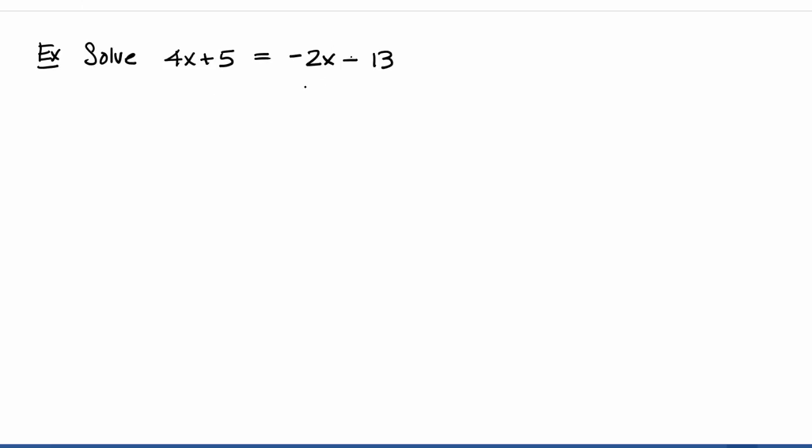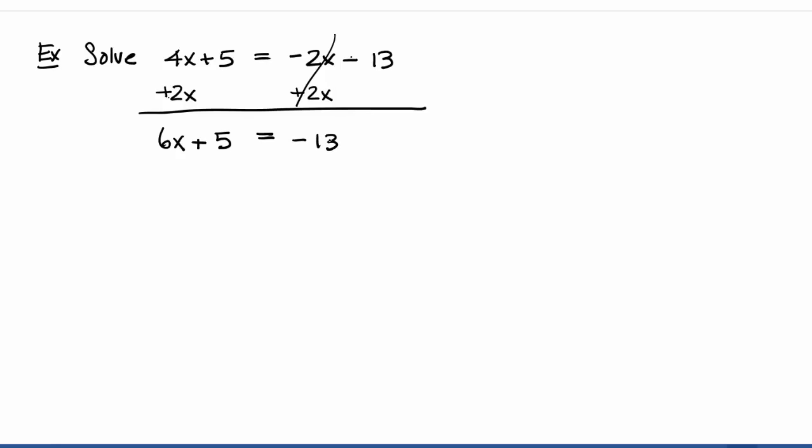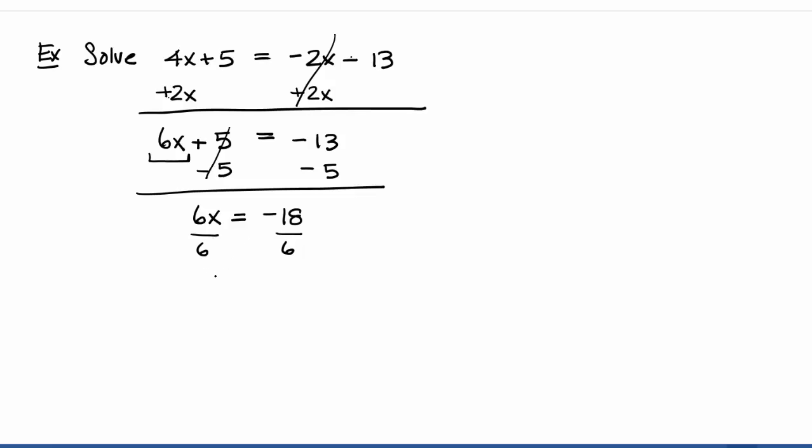I'm going to get rid of my 2x on the right hand side by adding 2x. If I do that on both sides, my 2x's cancel. And I have a 4x plus a 2x gives me a 6x plus 5 still, equals, since my negative 2x's are gone, I just have a minus 13. Now this is starting to look more like the problems we're familiar with. I'm going to try to isolate the term that has my variable in it, so I want to get rid of the 5 on the left. So I'm left with 6x on the left-hand side, and I have negative 13 minus 5 gives me a negative 18. And remember, the last thing I'm always going to do is divide by the coefficient of my variable. So I divide both sides by 6, and that gives me a negative 3.